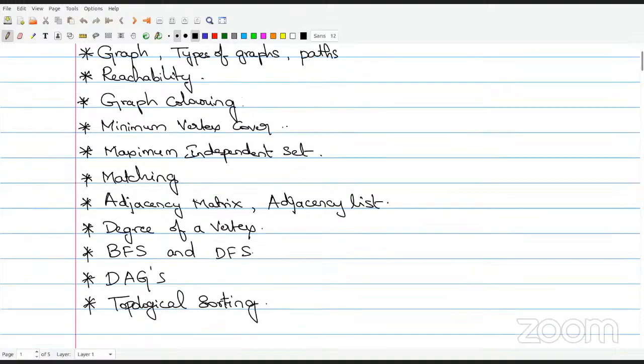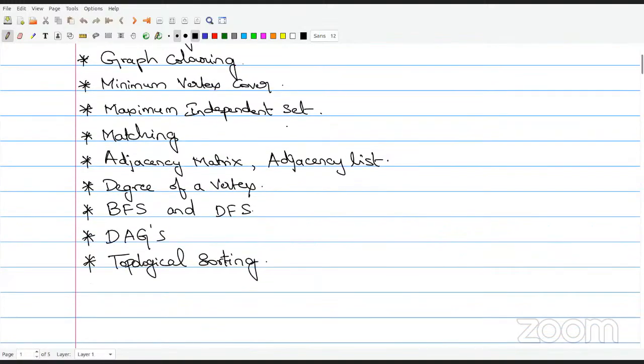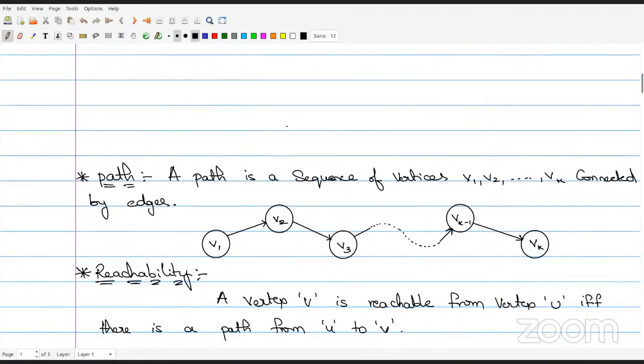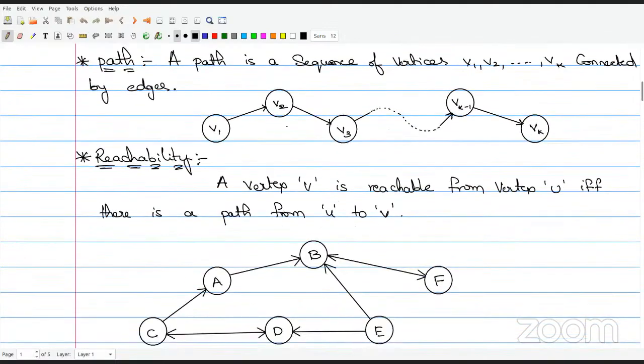Graphs are basically made up of vertices and edges, and each vertex may be labeled or unlabeled. If it is labeled, we will label it like this. If you see here, this vertex is labeled v1, this one v2. So these are called labeled graphs. If I remove v1, v2, v3 and everything, then that particular graph is called an unlabeled graph.